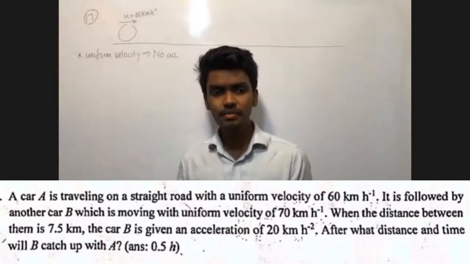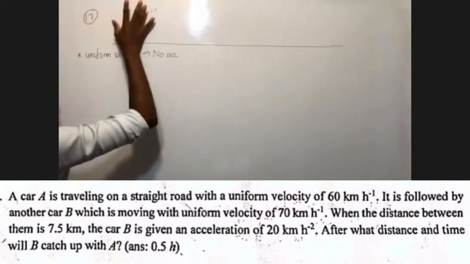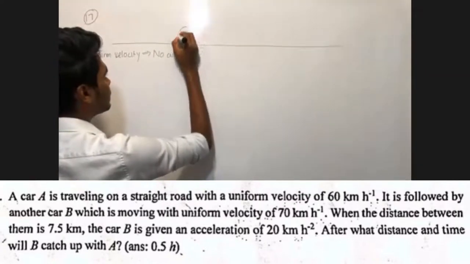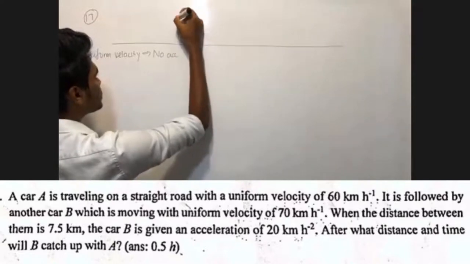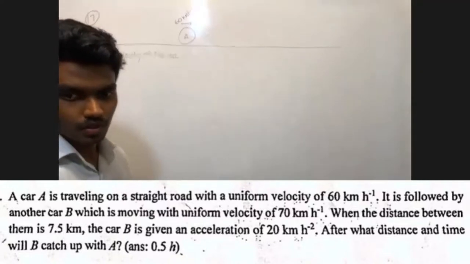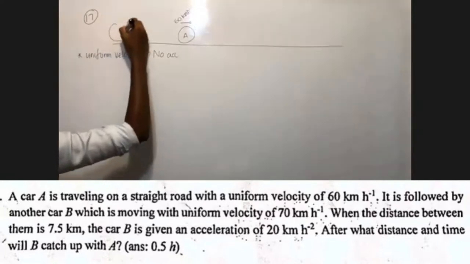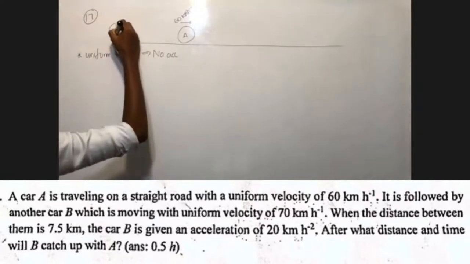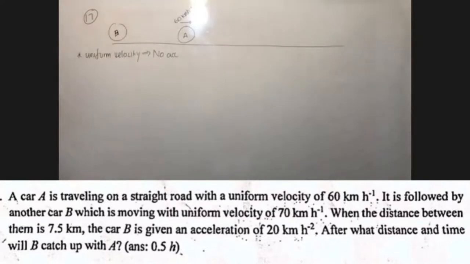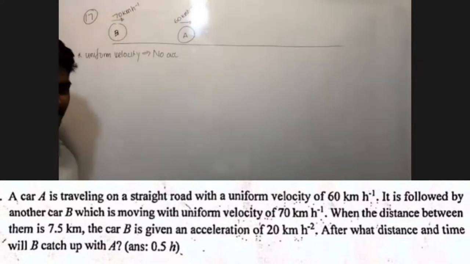It is followed by another car B. I will draw this somewhat in front, right? A car A is performing a motion at 60 kilometers per hour. Another car, a car B, which is moving with a uniform velocity from behind. Followed means from behind, it is being followed. Another car which moves with 70 kilometers per hour.